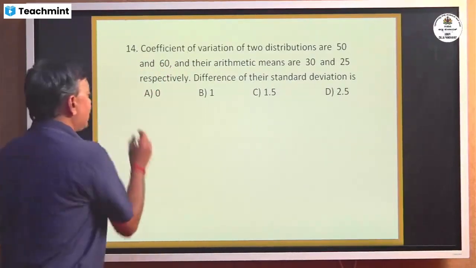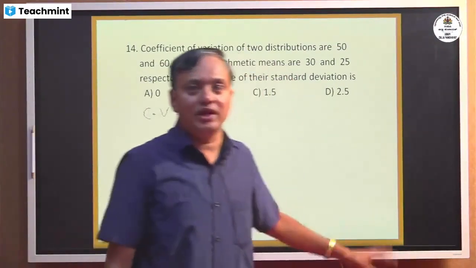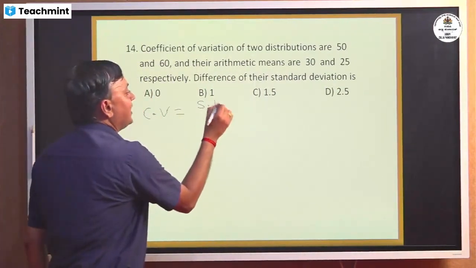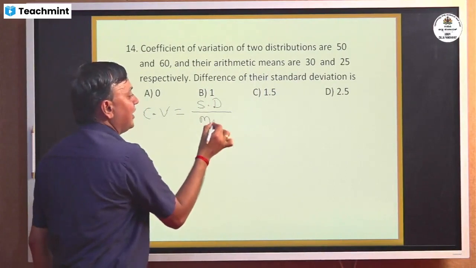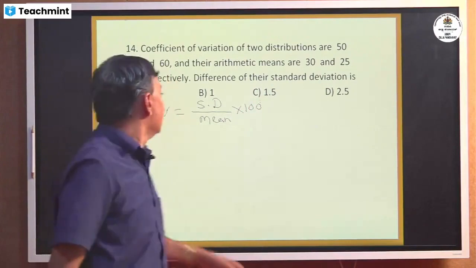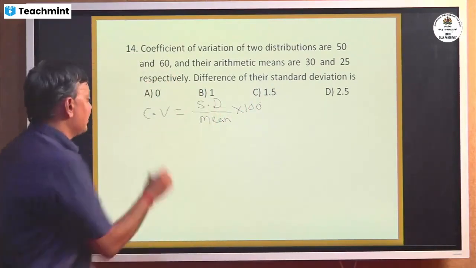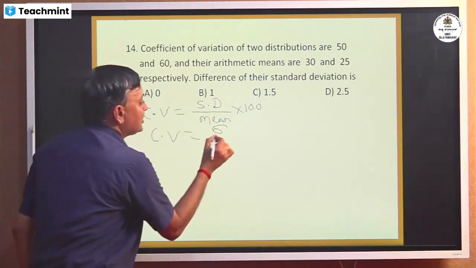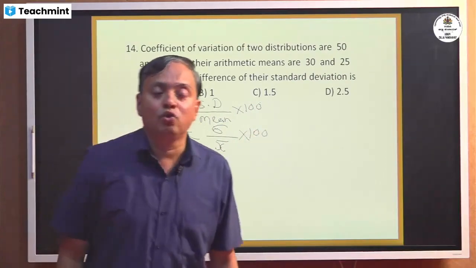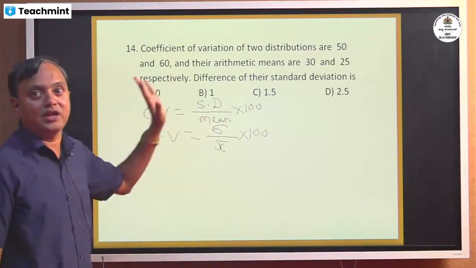Next question: the coefficient of variation of two distributions. You should know this formula, though it is not in your syllabus now, so just keep it in mind. The coefficient of variation is equal to standard deviation by mean into 100. That is, CV is equal to sigma by x bar into 100.